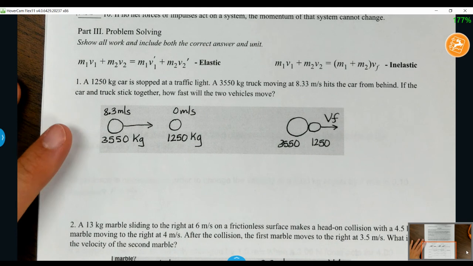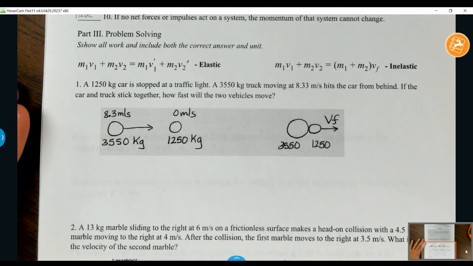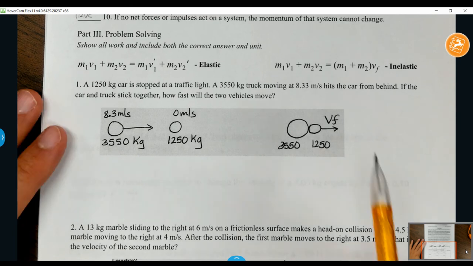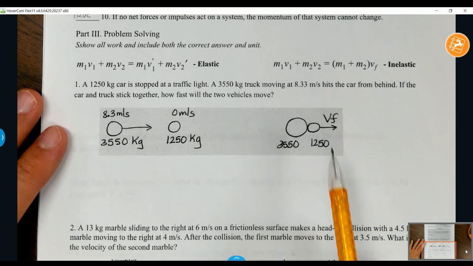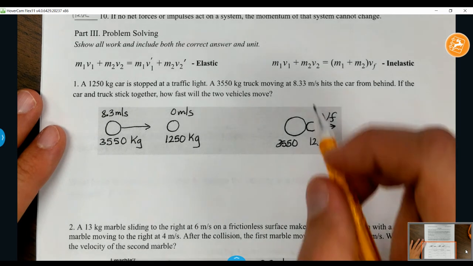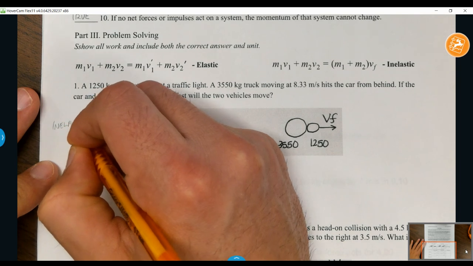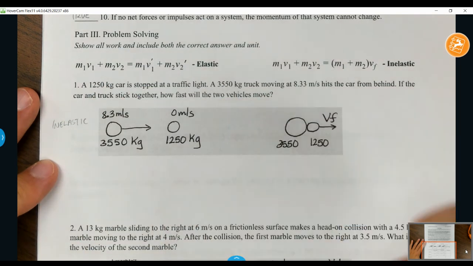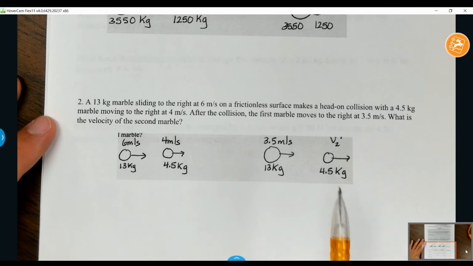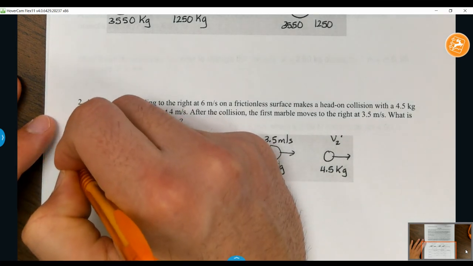All right, guys, which equation is this? Elastic or inelastic? Inelastic, because they get stuck together. So just based off the picture itself, this one would be your inelastic. What about this guy here? They're not stuck together, so that would be your elastic.